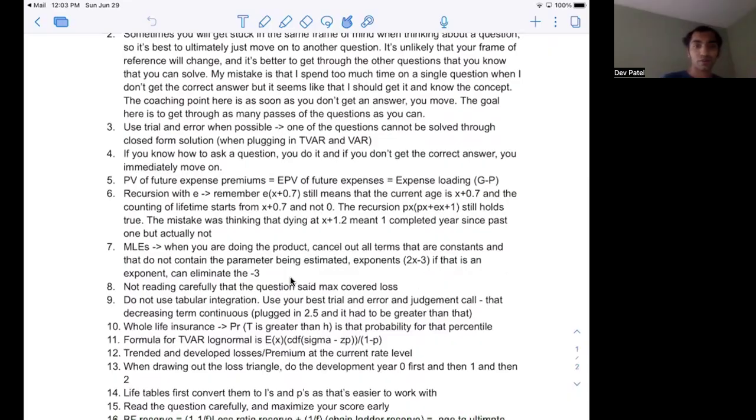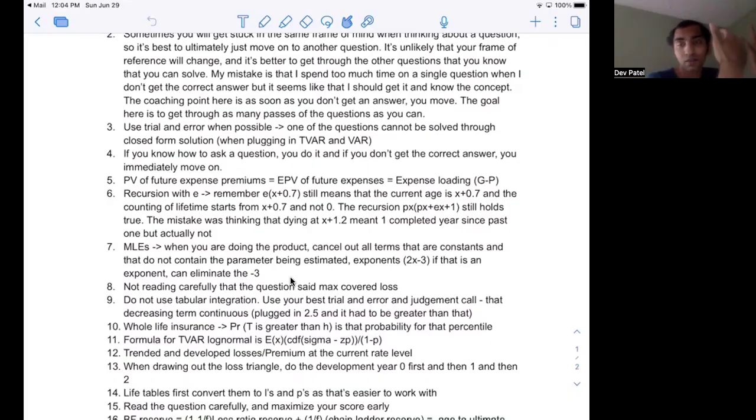Formula for TVaR of a lognormal is the expected value of x times the CDF of sigma minus z. So one of the mistakes was mistaking the z for the 2. And then trended and developed losses over premium at the current rate level. So this is the L over P when you're doing the loss ratio, or when you're calculating the average change in rate. When drawing out the loss triangle, you want to make sure that you draw out development year zero first, and then you create the triangle from there.